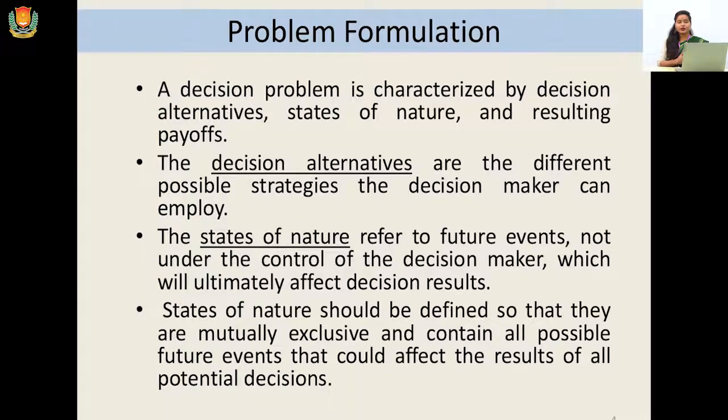Then the next one is the state of nature. State of nature refers to future events which are not at all under the control of the decision maker, and which ultimately affect the decision results. Okay, so in this process, the nature can be anything, the circumstances can be anything, the possible events can be anything, so at that particular time the manager has to take a decision in a very quick manner, so that he or she can cope with that particular situation.